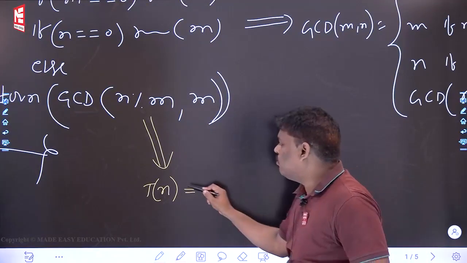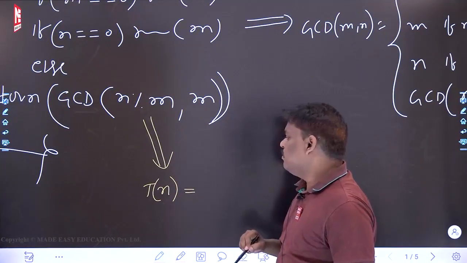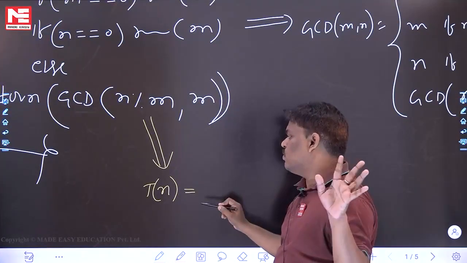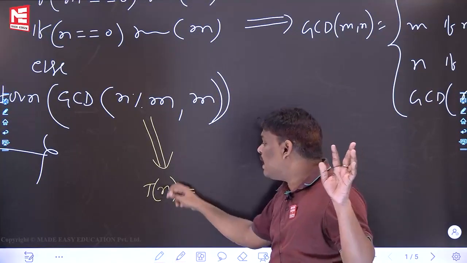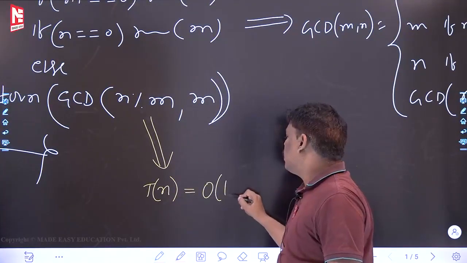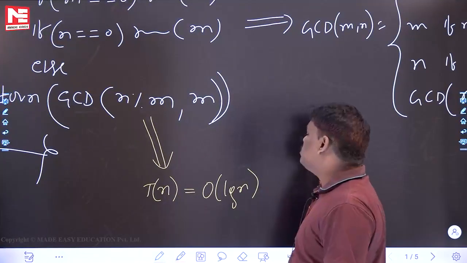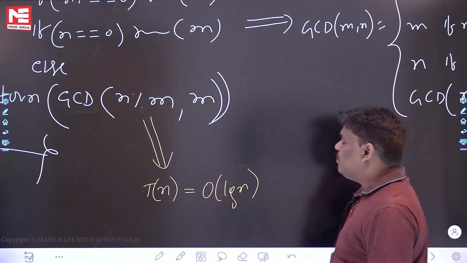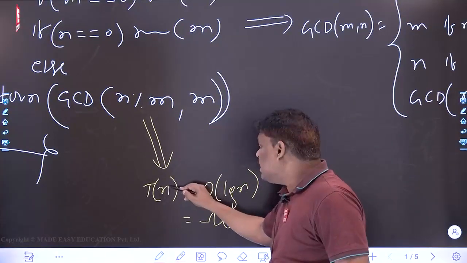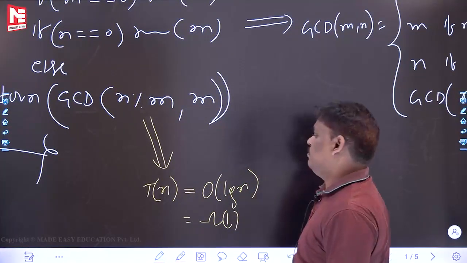Can you help me with one small line now? What is the maximum value of T(n)? T(n) maximum will go to log n. Right? Maximum is log n. Next one, what is the T(n) minimum? Minimum is 1.